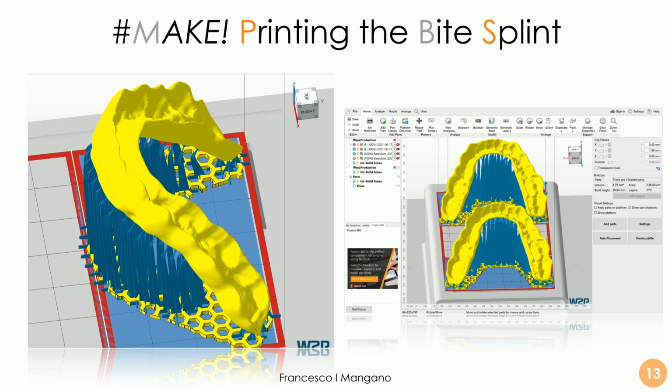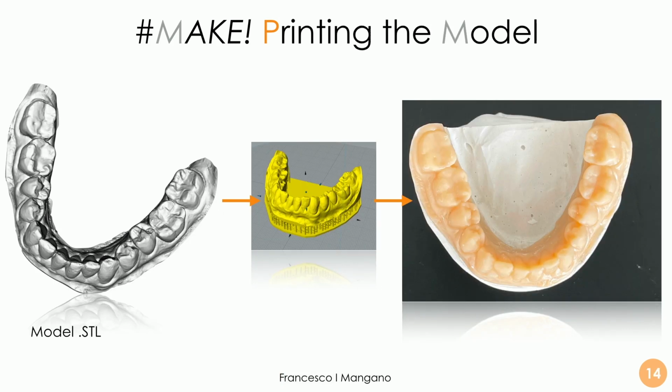So it's really interesting. You can print them, so it's very important to have, of course, the adequate support, and also to prepare a base adequate to print the model. Then you have to print the bites, and also then you have to print the model.